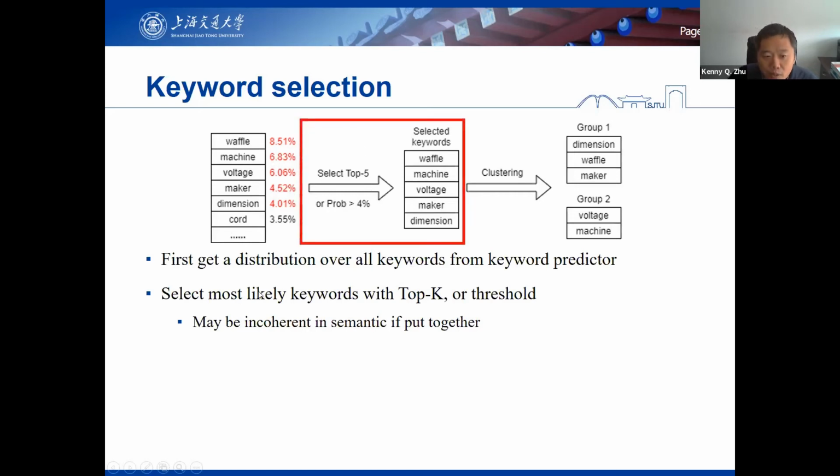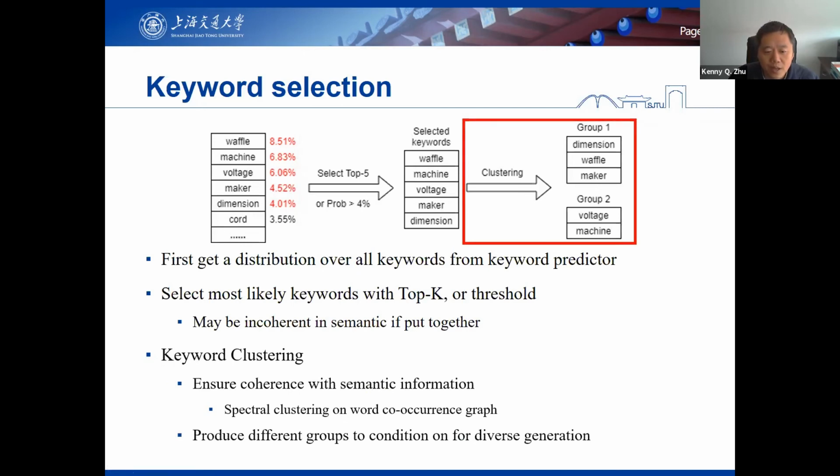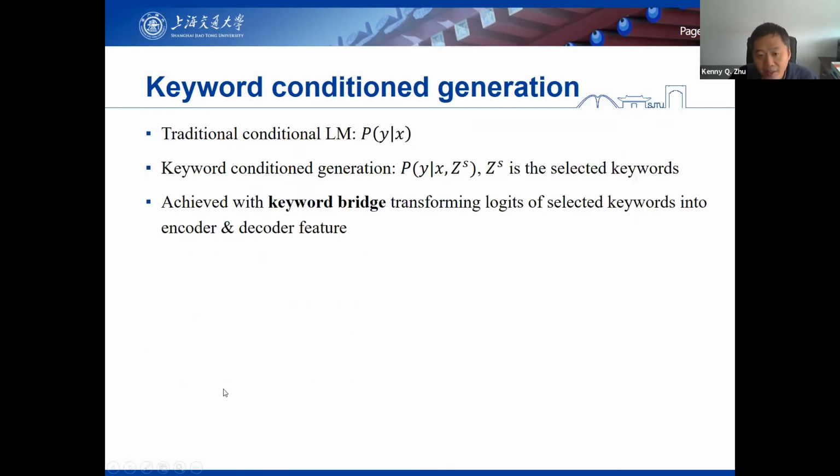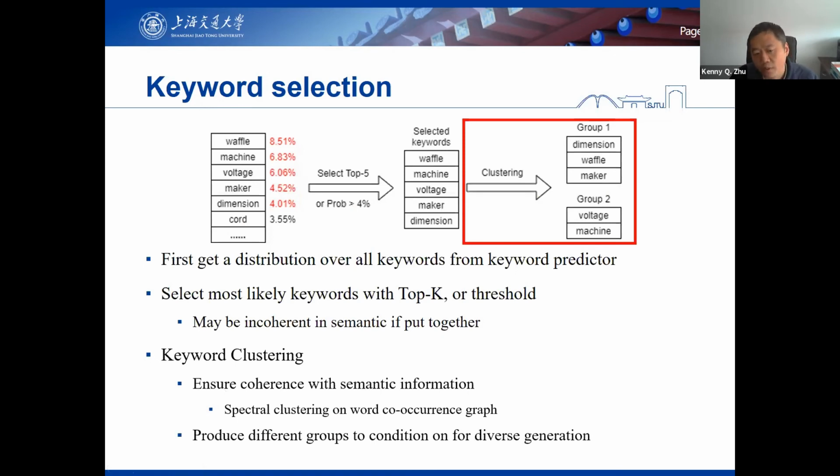After that, we do a clustering of these keywords into different groups. The reason why we do this clustering is, like I said, we can be more diverse once we have the clusters. The selection part gives us things that are more specific, and the grouping, or clustering, part gives us questions that are more diverse. So essentially the clustering will ensure the coherence of semantic information within the group.